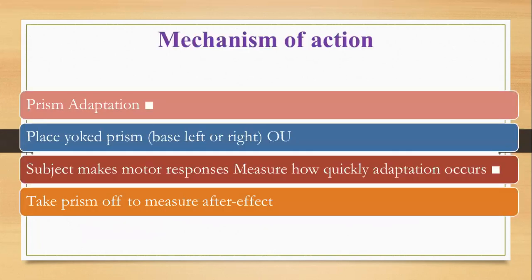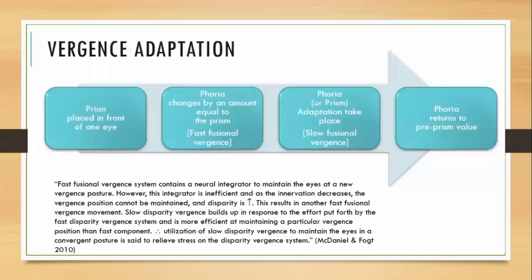So what is the mechanism of action? Prisms are placed in front of both the eyes and then the subject makes a motor response. We have to measure how quickly the adaptation occurs. And then the prisms are taken off to measure the after effect. PAT is useful to predict the outcomes of surgery and reveals whether changes are going to happen in binocular single vision post-surgically. It is mostly used for acquired esodeviation.